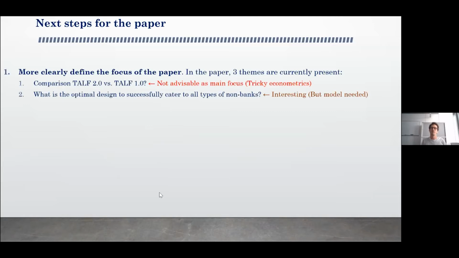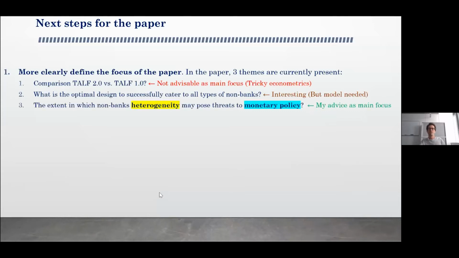The second theme present in the paper is what is the optimal design to successfully cater to all types of non-banks? That is very interesting, because you may think, okay, there are 10 different types of non-banks, so I'm going to make sure that the program would be adapted to those 10 different types of non-banks. But this would be costly to design. It would be complex, and therefore there's a trade-off between complexity and addressing the whole universe of non-banks. It would be an interesting focus, but it would require a model. Not sure the authors want to go down that road.